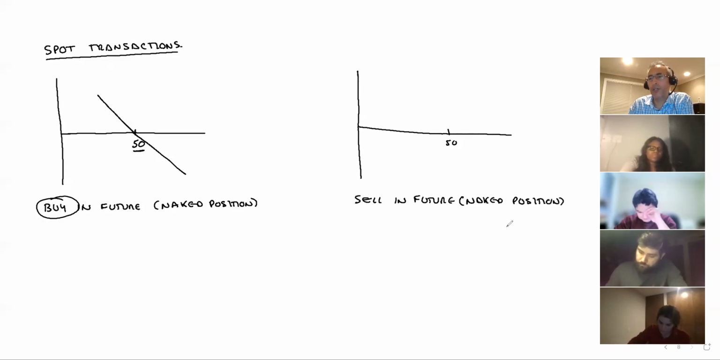So what can happen? You can be very lucky, and perhaps your share is going to be worth more than 50, so you can make a lot of money. But also you can be very unlucky, and the share you receive is worth less than 50, so you can lose. So when you are in naked positions, guys, either in short or in long, these are the graphs.